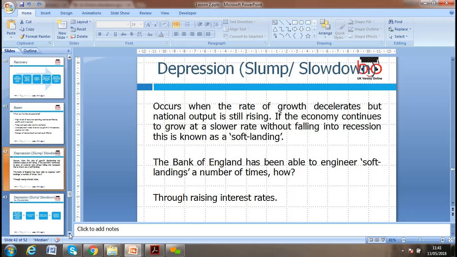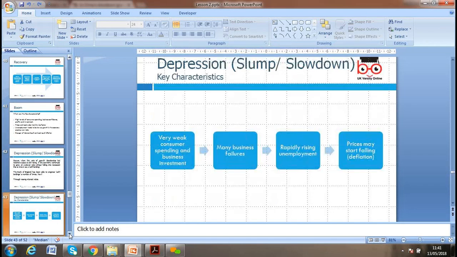So it's quite good, and then the slowdown. A slowdown of the economy occurs when the rate of growth decelerates, but the national output is still rising. And that could lead to depression. So we need to look at why depression has very weak consumer spending.